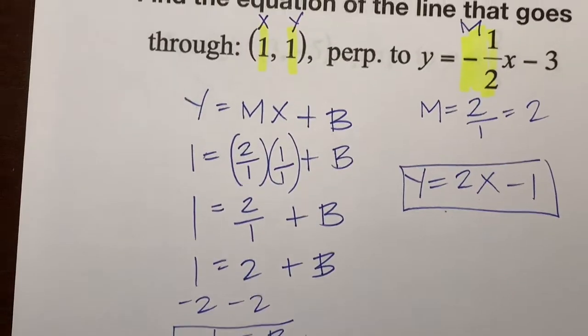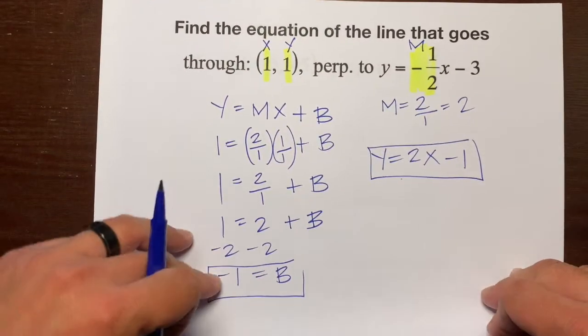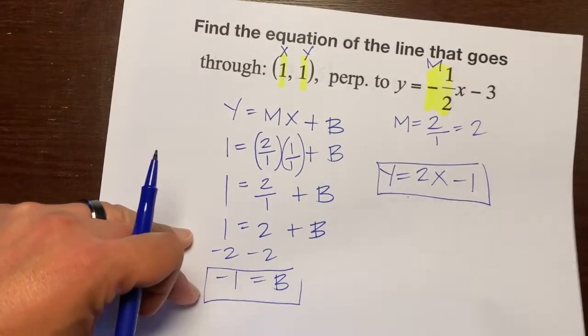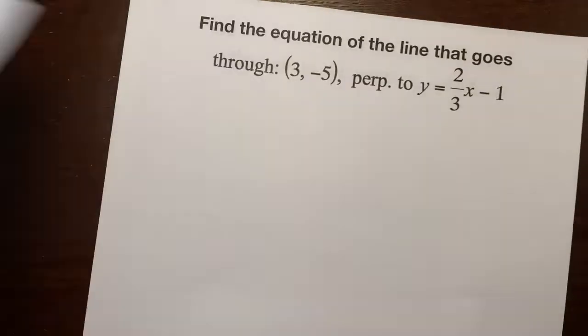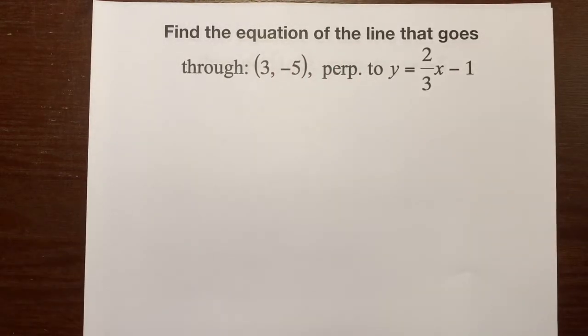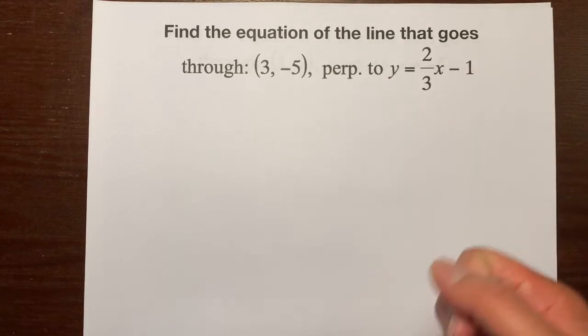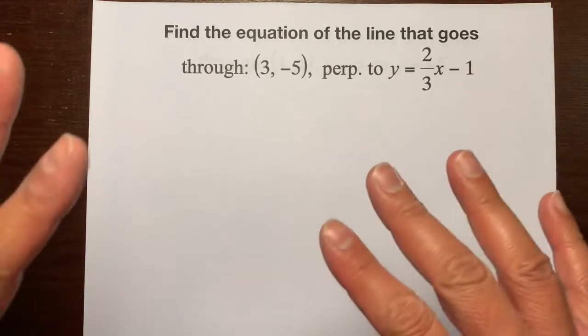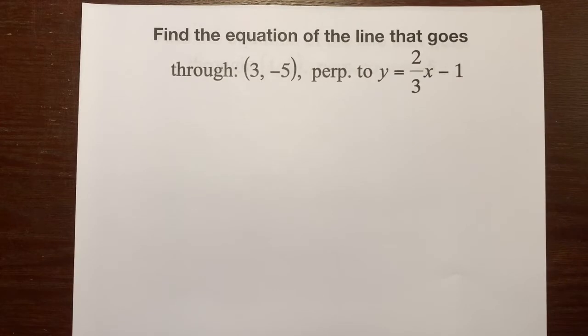All right, example number 2. Find the equation of a line that goes through 3, negative 5, that is perpendicular to y equals 2/3 x minus 1. So press pause, write this in your notebooks, and once you're done, unpause it.